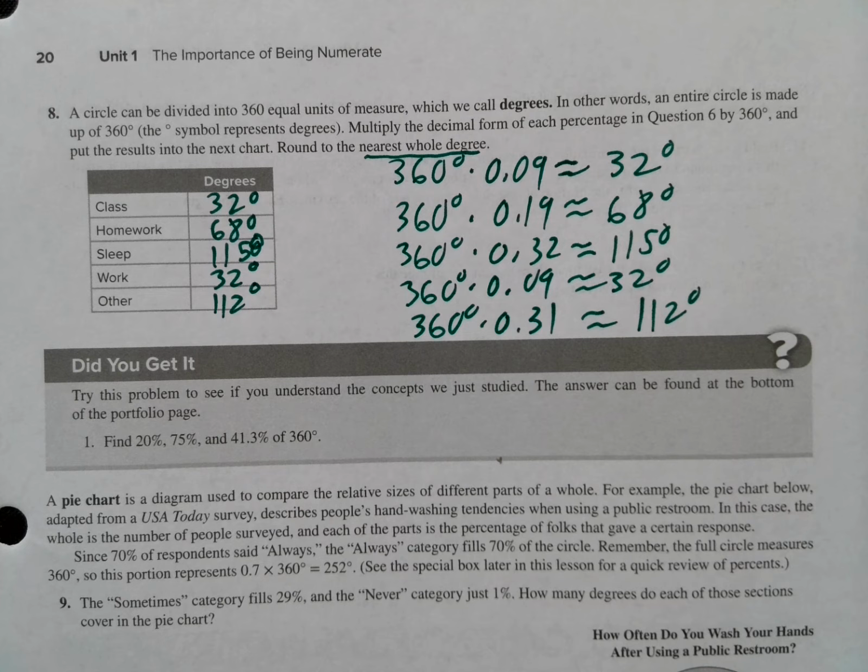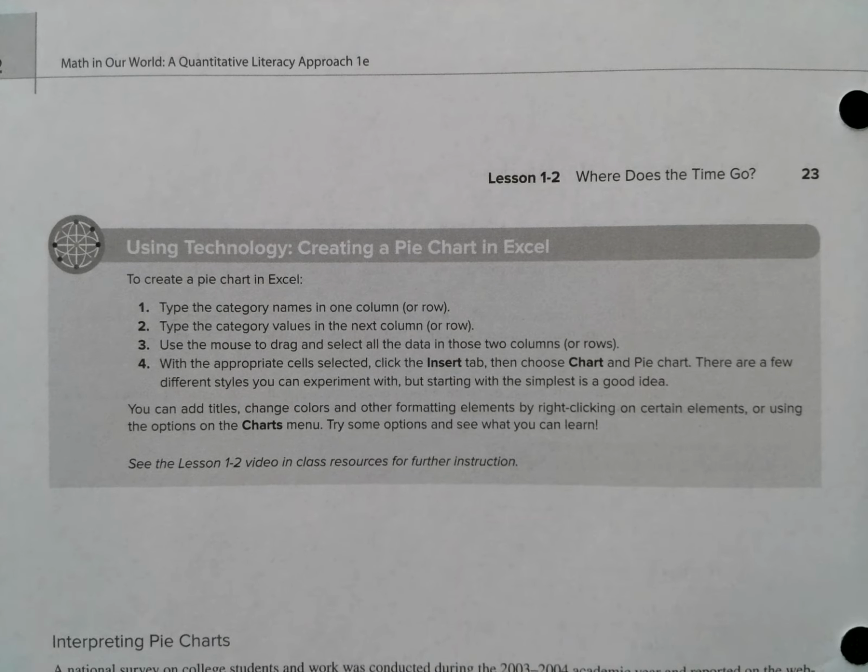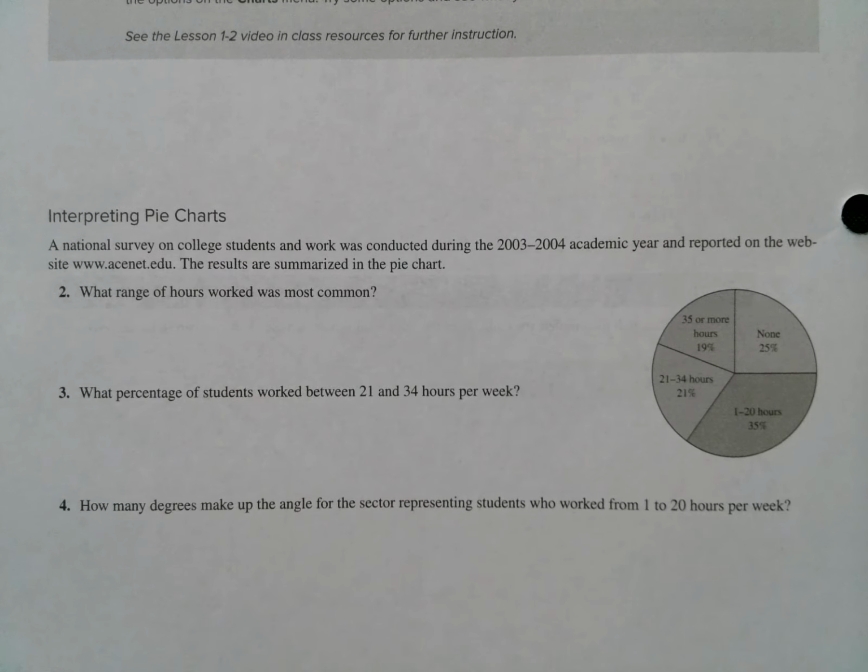All right. So now we did add in number 8, so make sure you notate that because that's going to be very important. All right, so now we move on here to 23. And we're going to do problems 2 through 7. Now we're going to interpret pie charts.